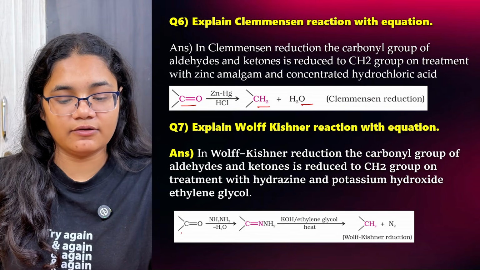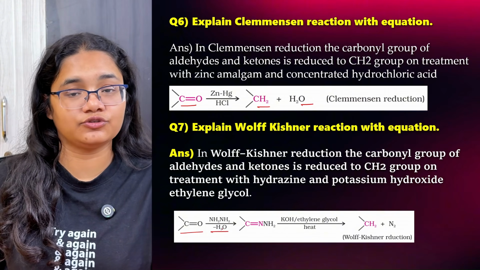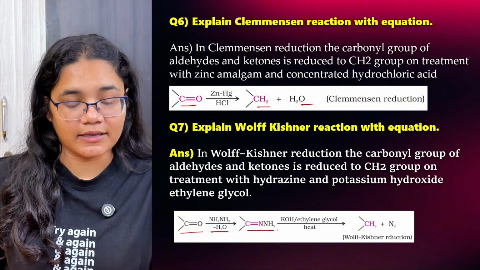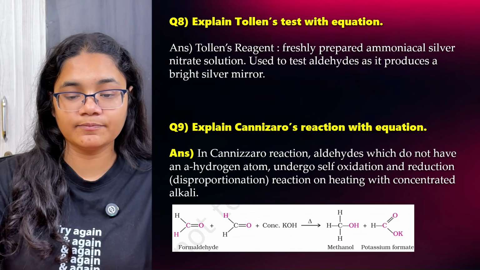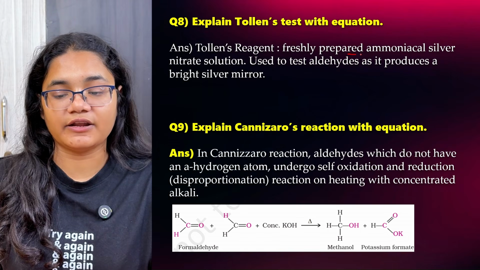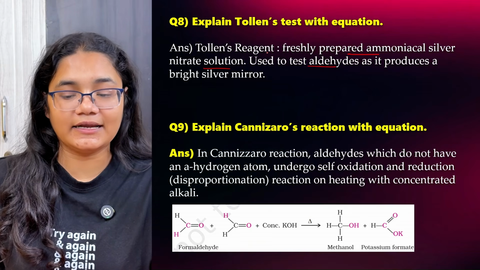Next, you have the Wolff-Kishner reduction. Here also you have this particular compound. If you treat it with NH2NH2 it forms an imine, then there is reduction using ethylene glycol to form a compound like this. Next, what is Tollens reagent? It is the freshly prepared ammoniacal silver nitrate solution, and it is used to test aldehydes.